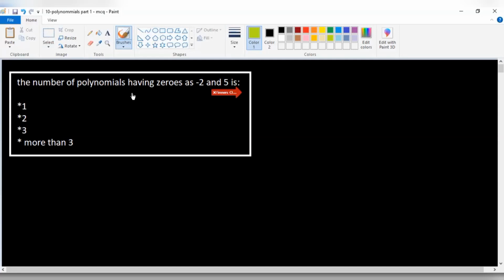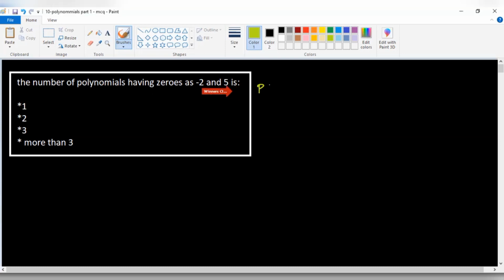Find the number of polynomials having zeros as -2 and 5. The options are 1, 2, 3, and more than 3 polynomials. So first of all, let us find what is the polynomial having zeros as -2 and 5.